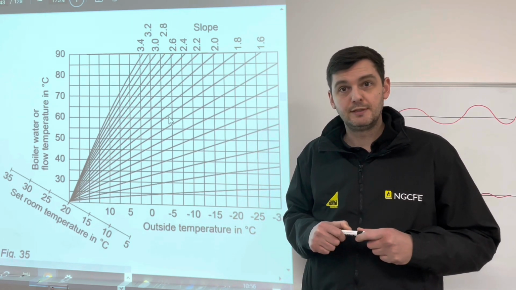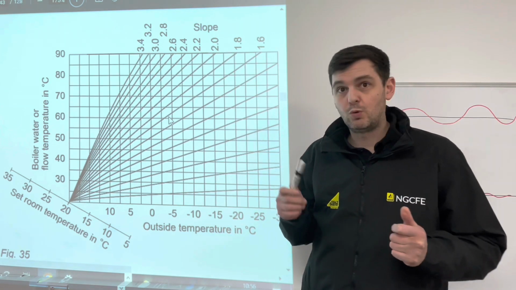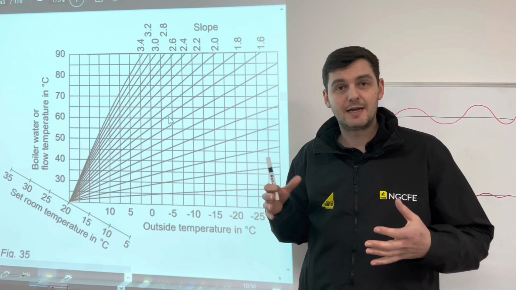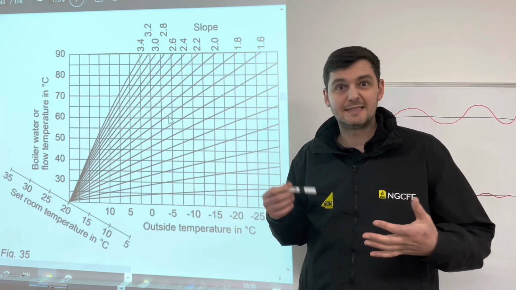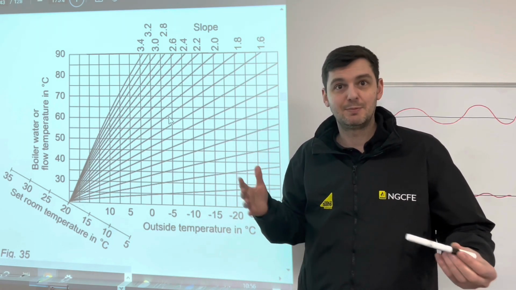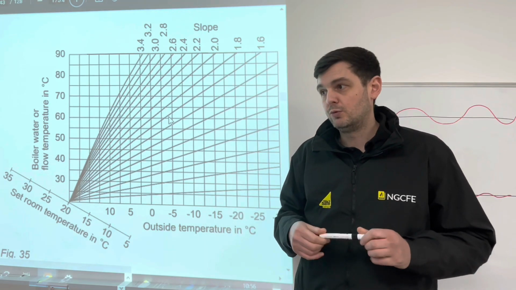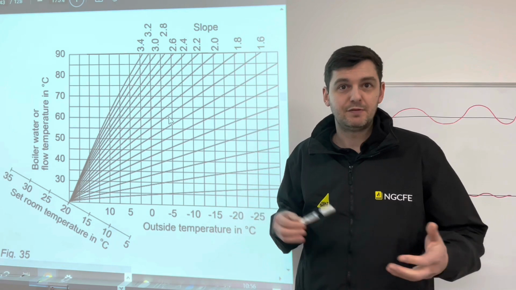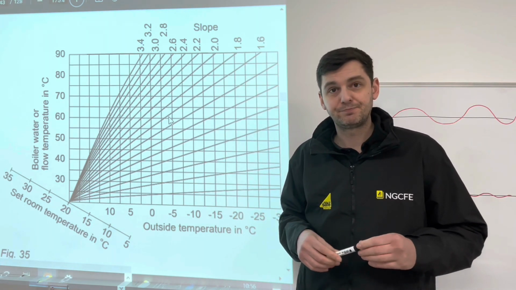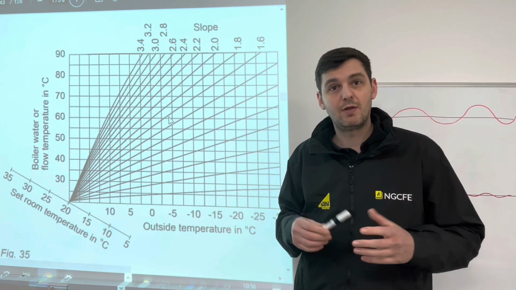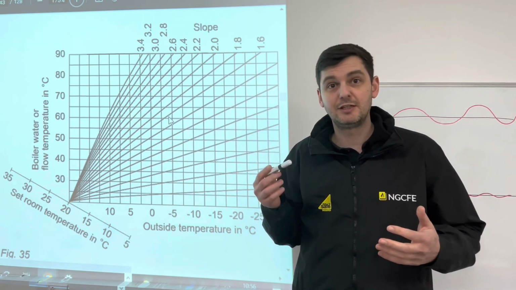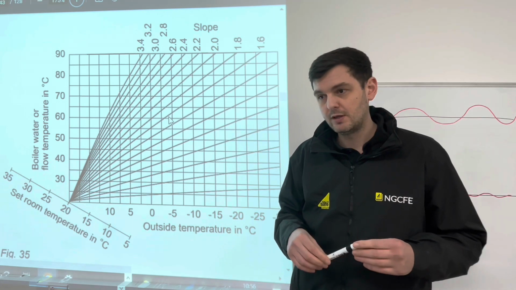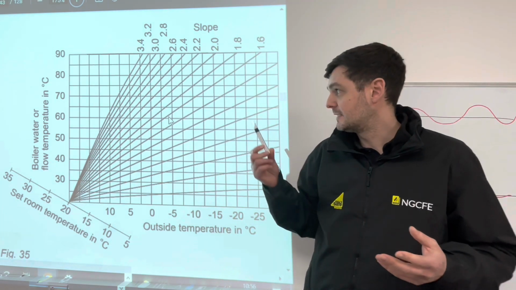What we'll also need to factor in is what flow we're going to use. We will have designed the emitters of the system and also designed the boiler to operate at a temperature at its maximum output. So we always want to try and maintain the return temperature at less than 54 degrees so that the boiler's condensing. I generally size my system so that I can operate the boiler at 60 degree flow and 40 degree return, if achievable. However, we need to use this chart.